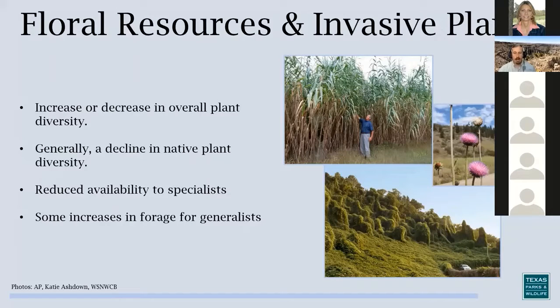But in general, what we tend to see is a decline in native plant diversity. So as the native plants are competing for resources, as was mentioned earlier, they don't have the ability in some cases to compete with some of these invasive plant species. So then you see a decline in the diversity and the abundance of some of our native plants.